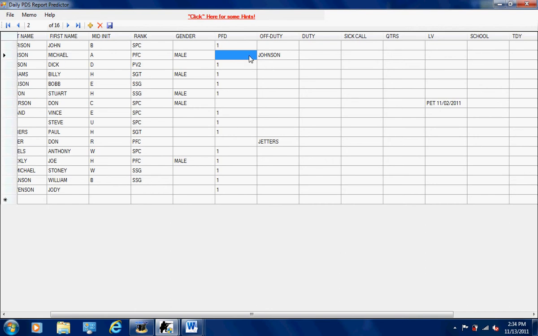If Johnson, for instance, is on duty, he can't be a 1. So he's either on duty or off duty, sick call, or quarters, or leave. He cannot be in 2 places at one time. So we take that 1 away, and now Johnson is off duty.